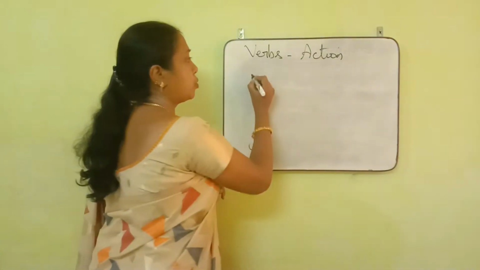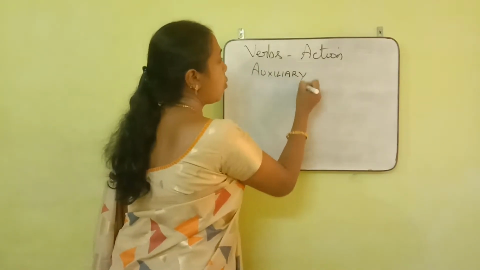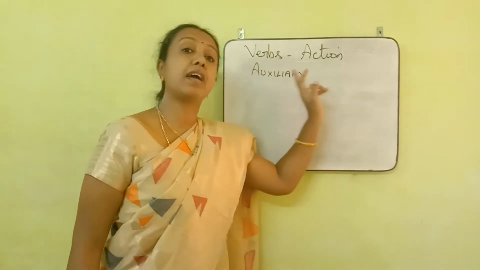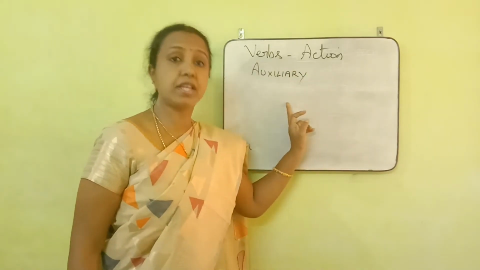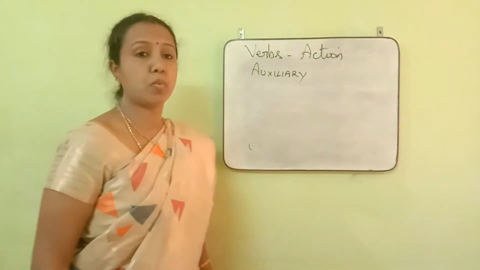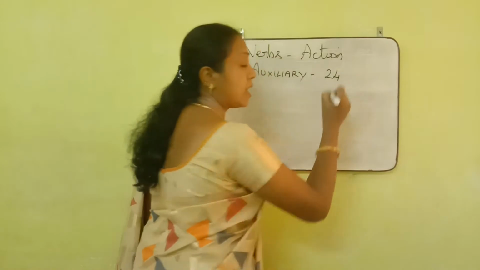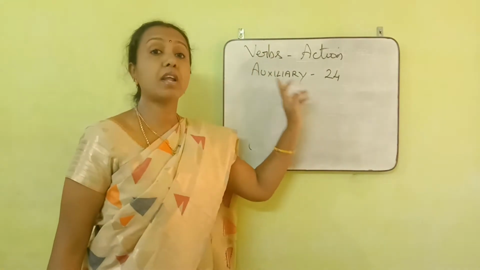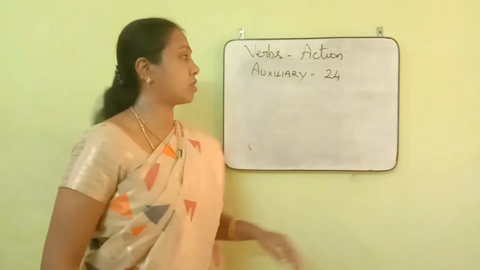Before you know about verbs, you must know what an auxiliary is. An auxiliary is nothing but a helping verb, helping the main verb. Auxiliaries are helping the main verb. All of you would have known, how many auxiliaries are there? There are 24 auxiliaries, helping the main verbs.